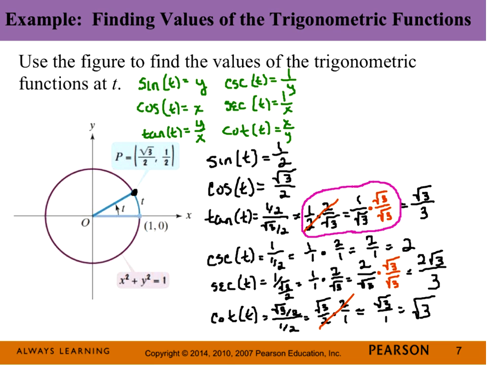So I'm going to go back and I'm going to circle all of my final answers here. So the sine of t was 1/2. The cosine of t was square root 3 over 2. The tangent, square root 3 over 3. Cosecant, 2. Secant, 2 square root 3 over 3. And cotangent, square root of 3.